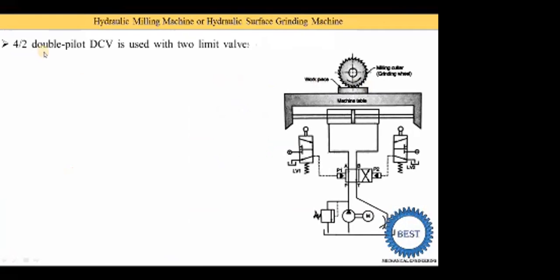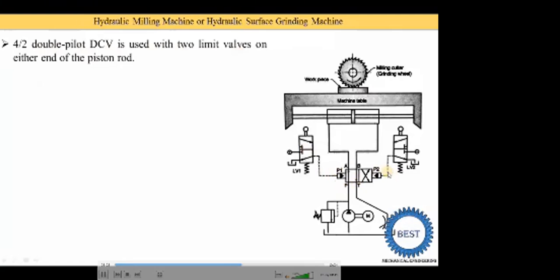Now a 4x2 double pilot DCV is used with the two limit valves on either end of the piston rod. Double pilot DCV, why is double pilot written? Because there are two pilots. And two limit valves are used because in the directional control valve two pilots are there. That's why we need two limit valves. The limit valve is fitted on either end of the piston rod. Here you see this is the piston rod, and at the end of the piston rod is where we need to stop or put the limits. That's why the limit valve is written here.